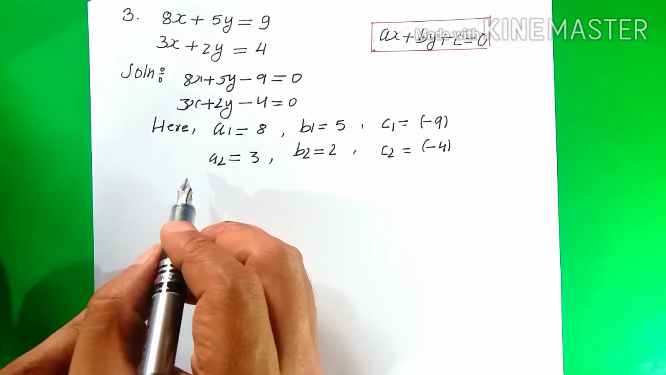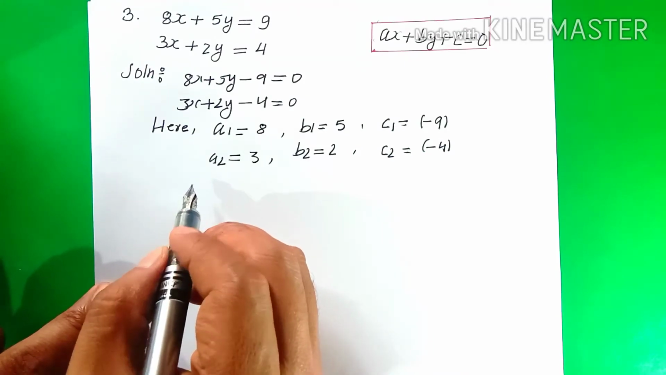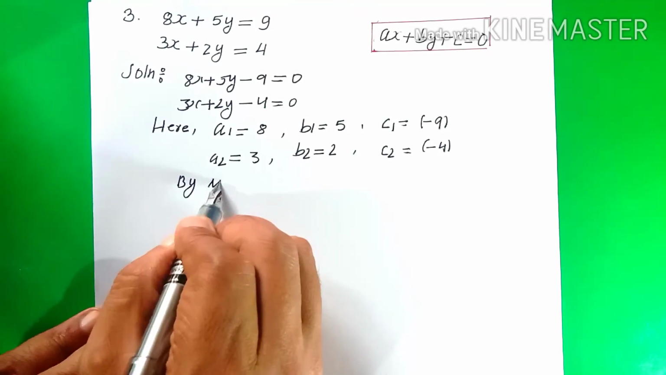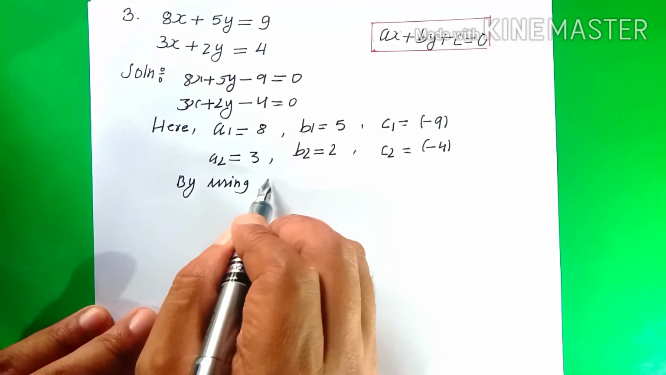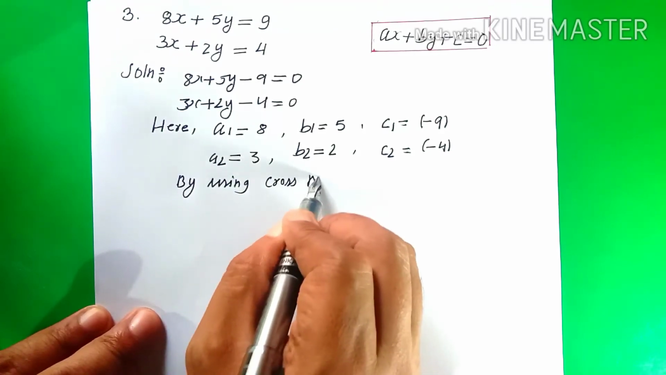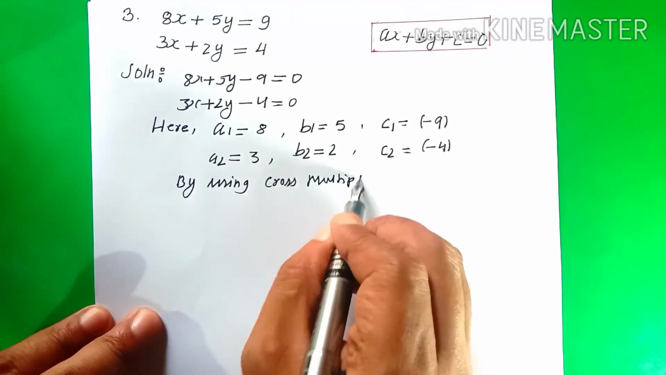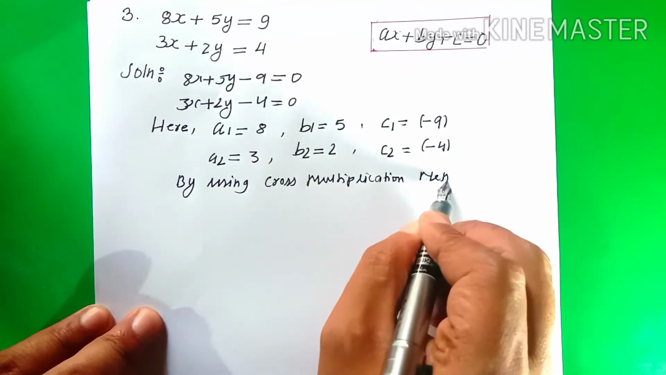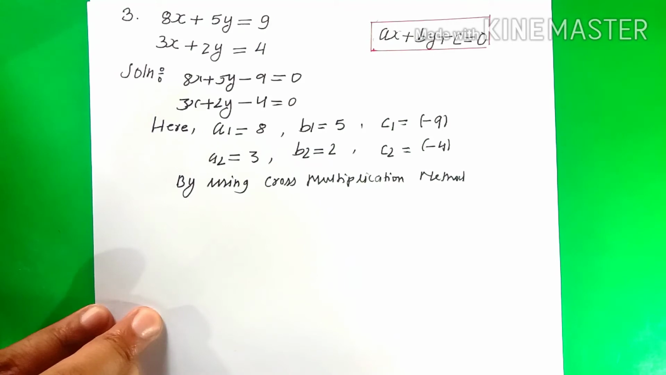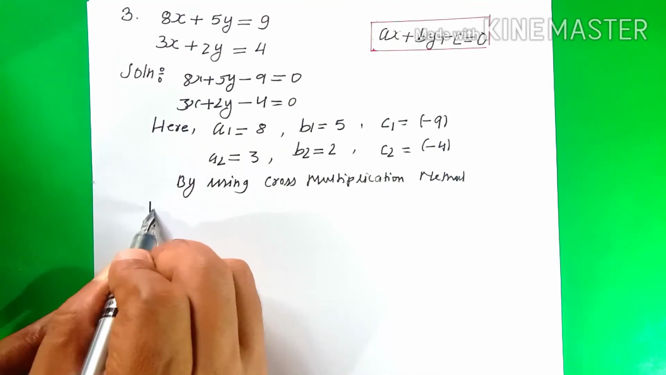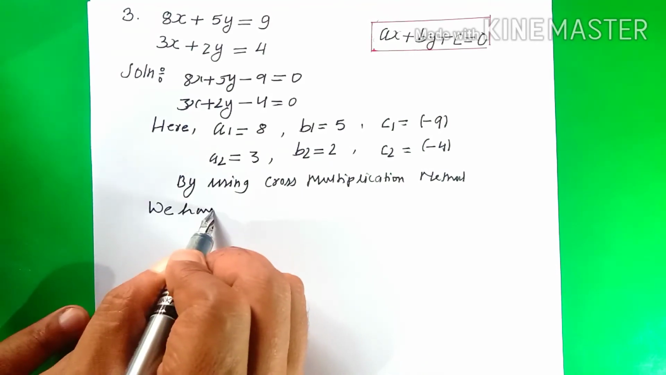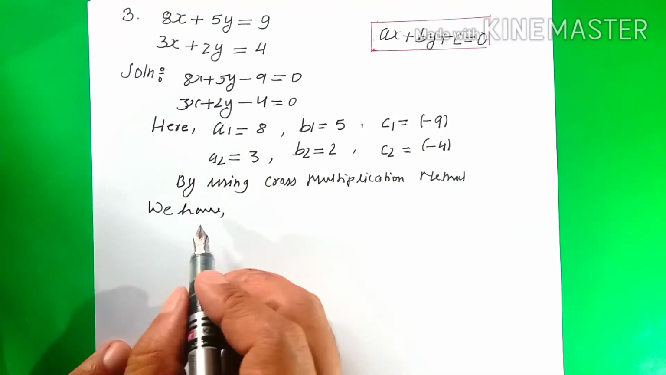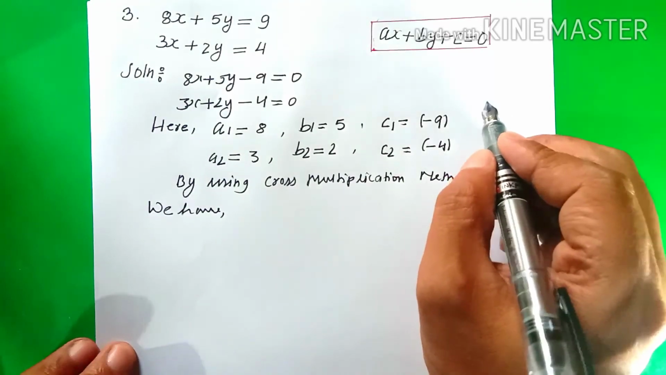After that you can apply the cross multiplication method. So by using the cross multiplication method, we have a pattern here, that is the pattern for this method.